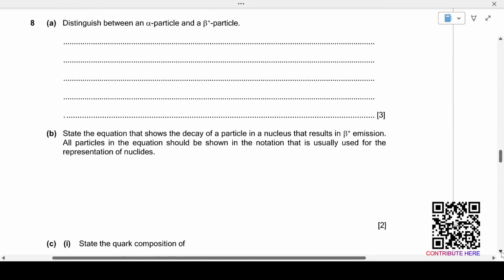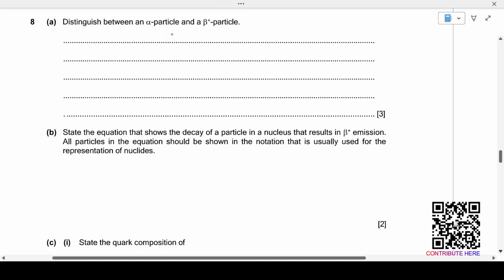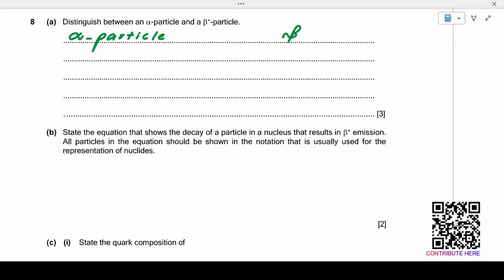Okay, then we have the next one. Distinguish between alpha particle and beta particle for 3 marks. You can talk about their mass, their charge, their number of protons and number of neutrons, stuff like this. So alpha particles, and on the other side you have beta positive particle.